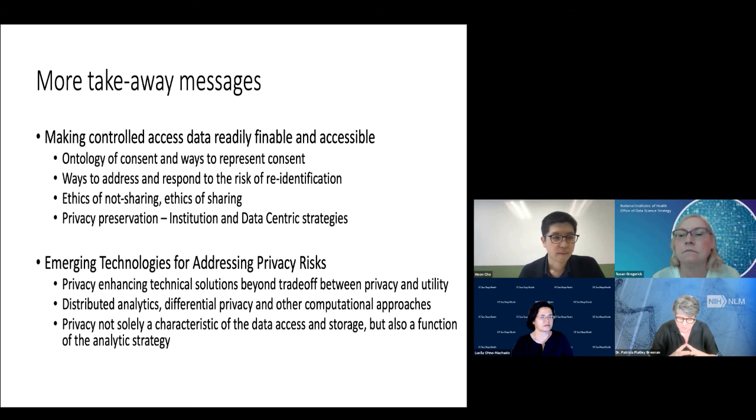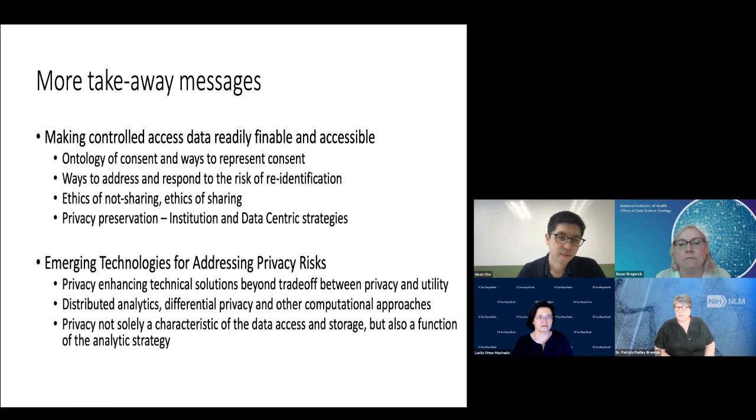How much do we have to preserve the privacy of this individual or group? How useful will it be to have this data? And he identified strategies such as distributed analytics, differential privacy strategies, and other computational approaches. The key insight that I took away from his comments was that privacy is not solely a characteristic of the data access and its storage, but also a function of the analytical operations that are proposed to be used with that data set.